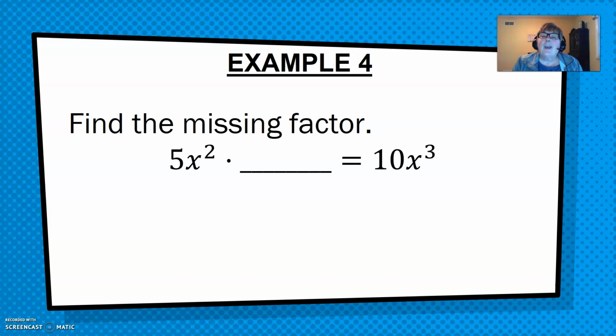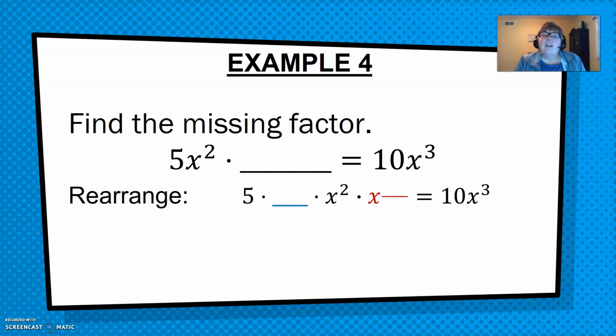So I'm going to look at each of the parts. I'm going to look at the number parts and I'm going to look at the variable parts. So I'm going to rearrange and I say 5 times some number is going to give me 10, and x squared times x to some number is going to give me x to the third.